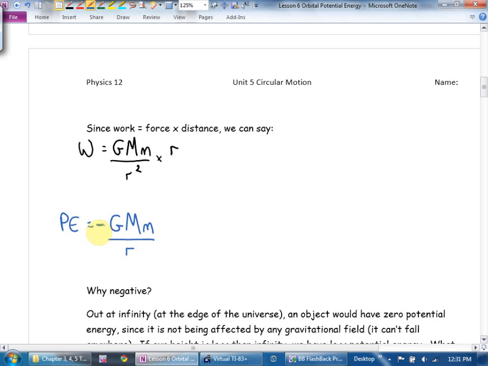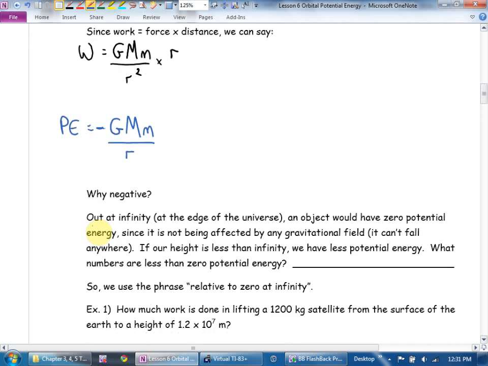Why negative? Suppose we went to the edge of the universe, and the phrase that we use is relative to zero at infinity. Suppose we went out to infinity. If you were far away from any planet, if we let you go, would you fall anymore? No. So if you won't fall, how much potential energy do you have? Zero. None as a number. Zero.